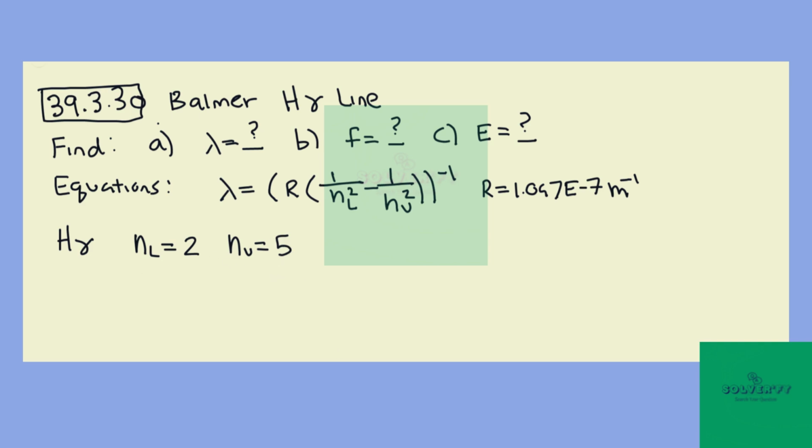So with that said, we can jump in, plug these values in, and find this lambda. So as I mentioned, just plug some numbers in. For the lower, we have 1 over the lower, 2 squared, minus 1 over the upper, 5 squared. All this is inversed. And after plugging these numbers in, plugging our value for R, computing, we are left with a value of 434 nanometers.